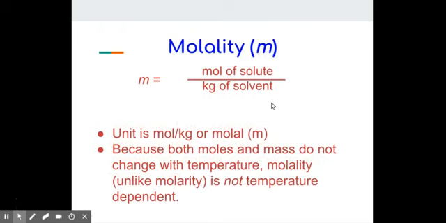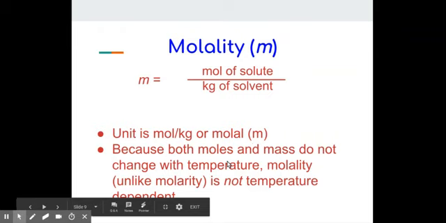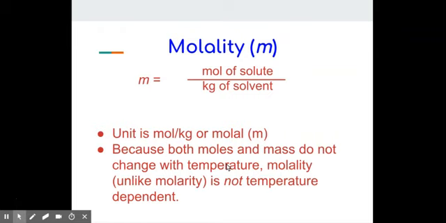And lastly, we have molality, which is small letter m. Molality is moles of solute, so it has the same numerator as molarity, but the denominator is now the amount of solvent in mass kilogram unit. So kilogram of solvent. That makes the unit of molality mole per kilogram, or simply small letter m again, and it's called molal. And because both moles and mass do not change with temperature, molality is never temperature dependent.